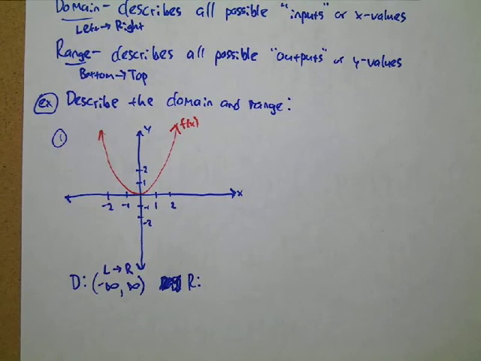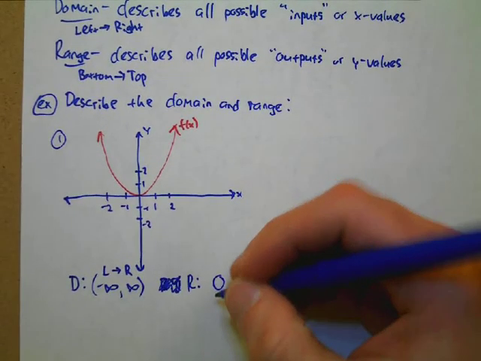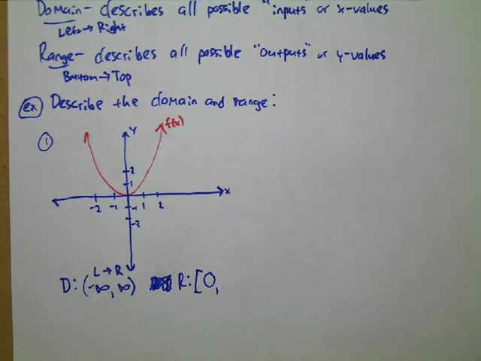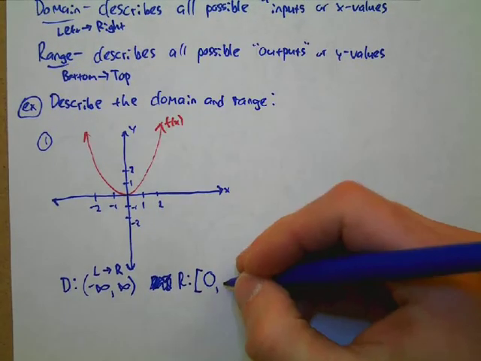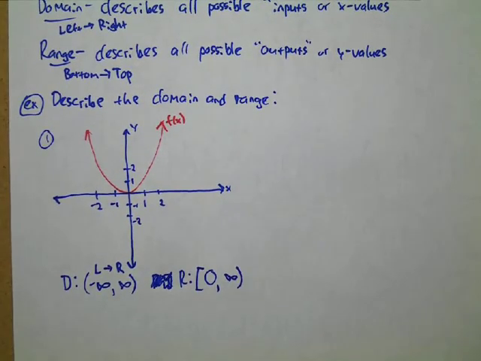Okay, let's talk about the range. Now we're going to go bottom to top. Is the range also going to be negative infinity to infinity? No. What's the lowest y value here? 0. Good job. Yeah, right there at the origin.